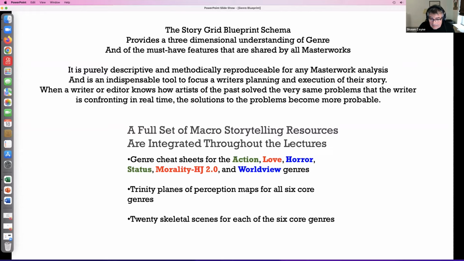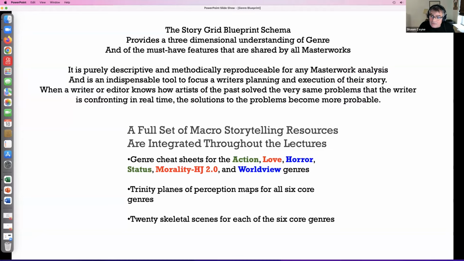That's a big, big claim, but it's very, very true. This will become the core part of the core curriculum for future teachings that we give at Story Grid. It's that powerful. It's an indispensable tool to focus a writer's planning and execution of their story. When a writer or editor knows how artists of the past solved the very same problems that the writer is confronting in real time, the solutions to the problems become more probable.